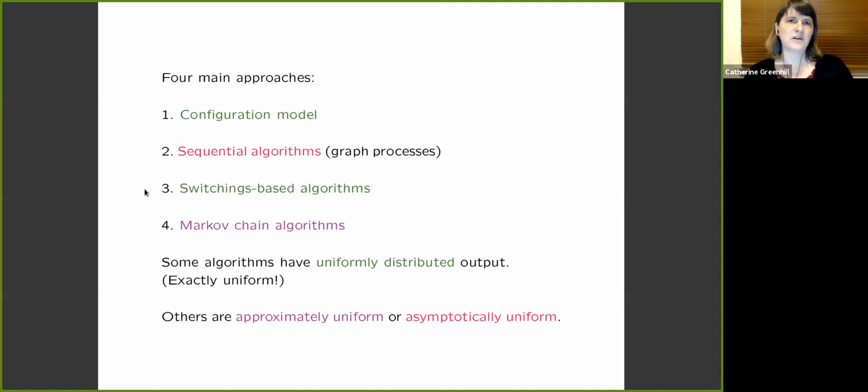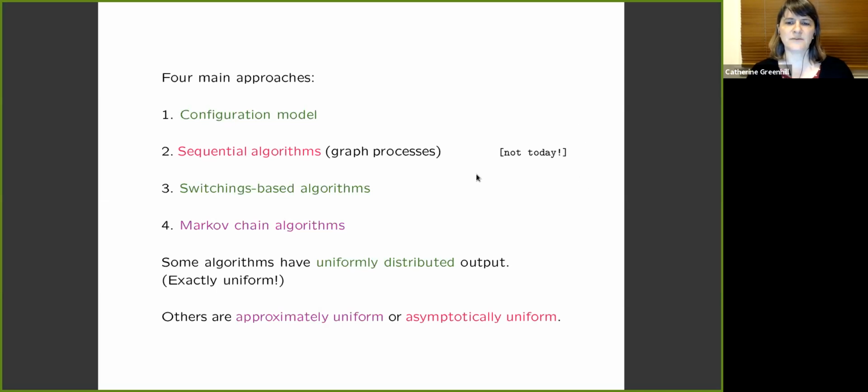Other algorithms might be approximately uniform or asymptotically uniform. So the sequential algorithms are asymptotically uniform, which means the distance from uniform tends to 0 as n tends to infinity, but you can't make that distance any smaller by, let's say, running your algorithm for longer. Whereas with a Markov chain algorithm, the user can specify some tolerance epsilon, and you can make epsilon smaller by making the runtime longer. So you can get within epsilon of stationarity, of uniform, and make that epsilon smaller by running the algorithm for a bit longer. So there are different notions of being close to uniform.